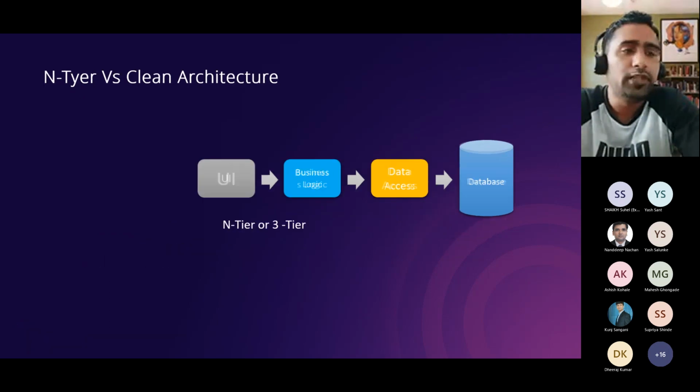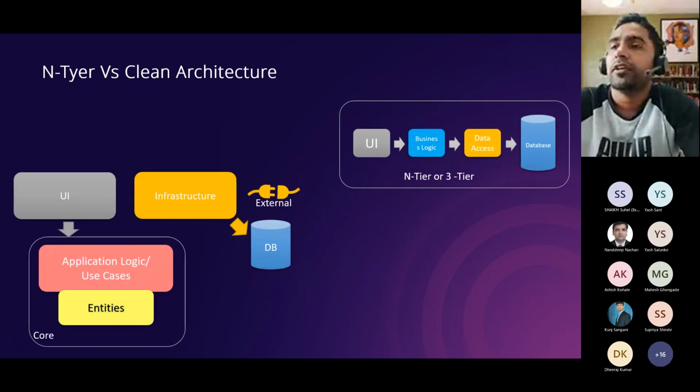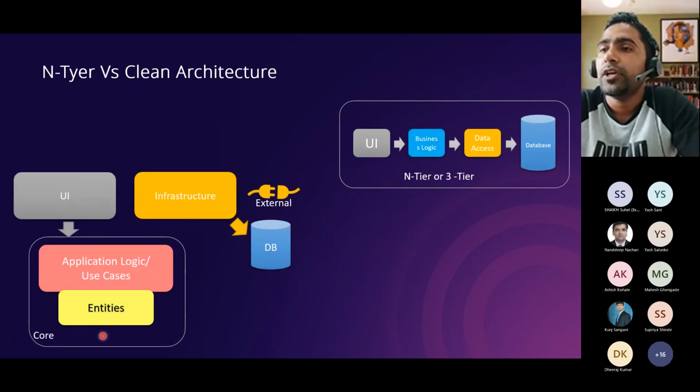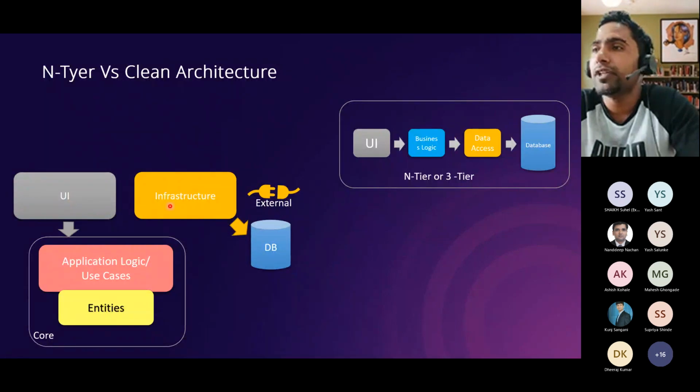Now how is it a bit different with the clean architecture? In clean architecture, we put entities at the bottom, and on top of that, we build application logic and use cases. So what happens is that all the use cases use the entities, which are independent of any project or framework. With this, we can now use it from the interface and from the infrastructure.